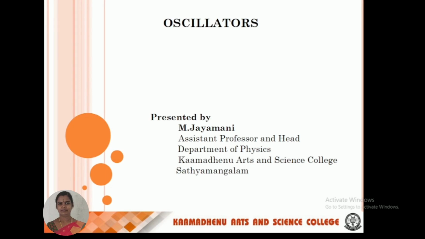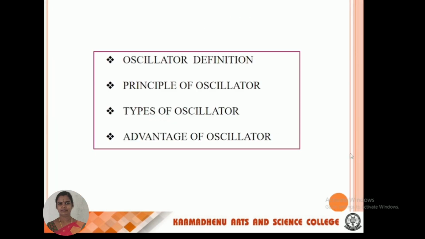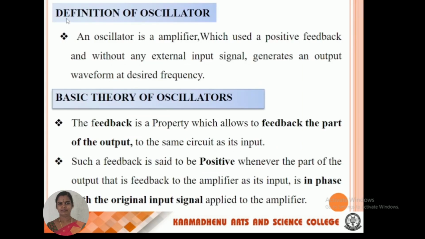Today we discuss oscillators: the definition, the principle of oscillators, the types of oscillators and the advantages of oscillators. First we see the definition of an oscillator. An oscillator is an amplifier which uses a positive feedback and, without any external input signal, generates an output waveform at the desired frequency. Then the basic theory of oscillators.